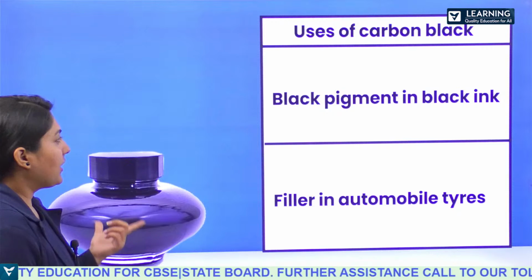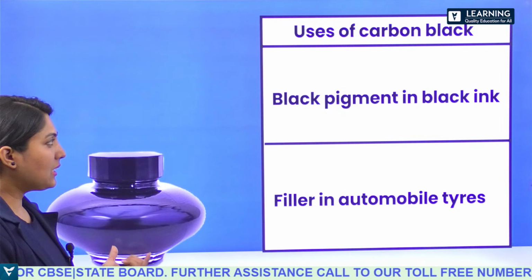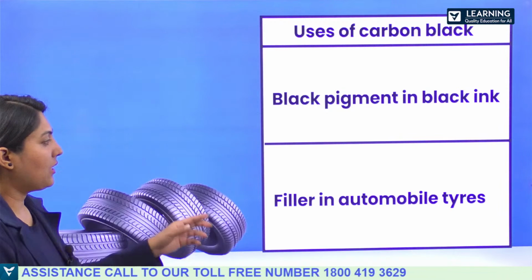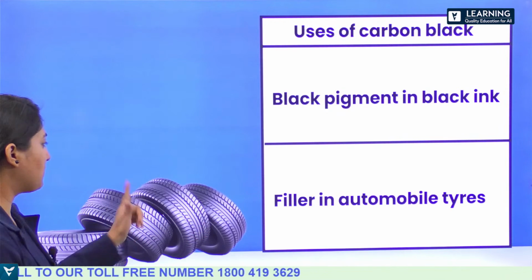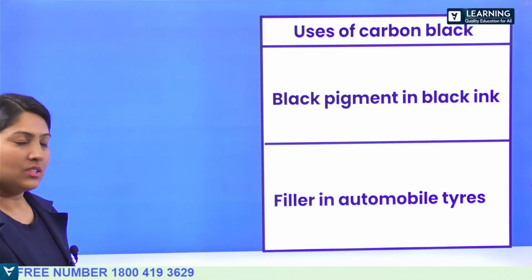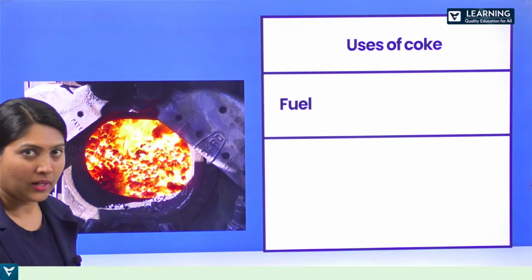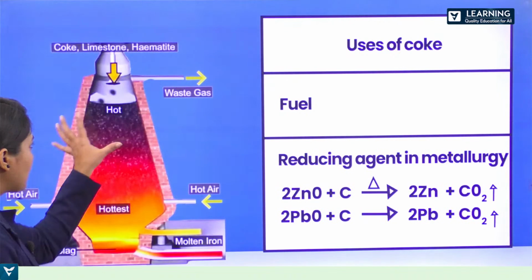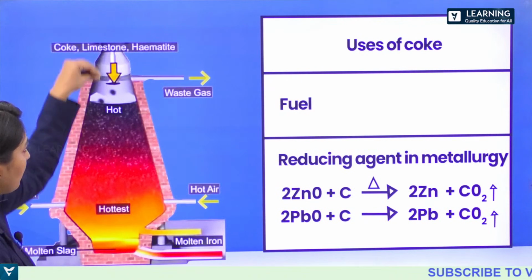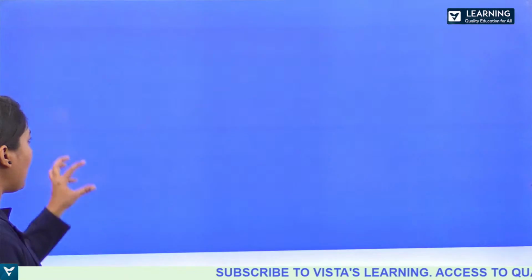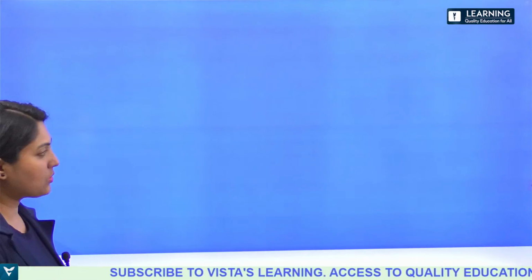And here we have black ink pigment, which is produced from carbon black, and it is used as a filler in automobile tires to make them black. Coke can also be used as a fuel. As I said, in metallurgy, this is the furnace. The coke will be left in it, and it will react with the oxygen present and maintain the temperature. This is where we use it.